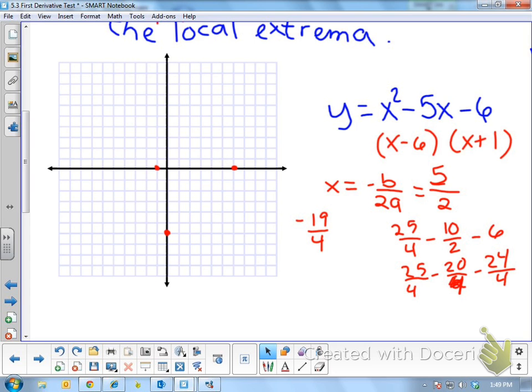Oh, it's because I can't multiply. 5 halves times 5. I did 5 plus 5 in my head, not 5 times 5. That was 25 halves, which is 50 fourths. Details. Which is negative 49 over 4. Okay. At least I didn't screw up the calculus. So it's 2.5 and down here. Tired.